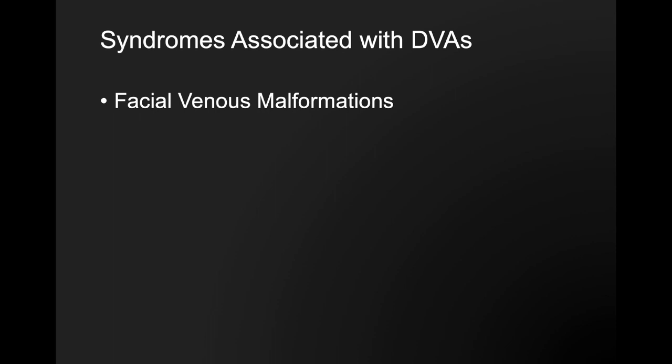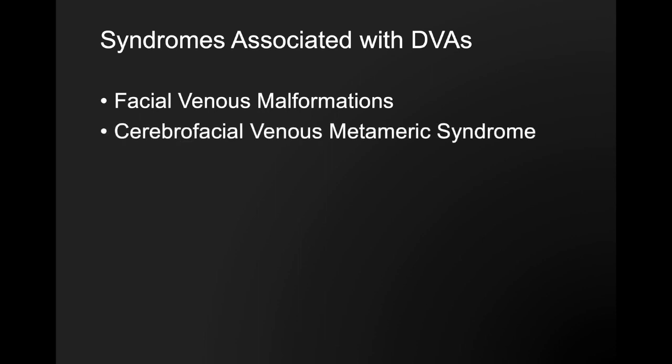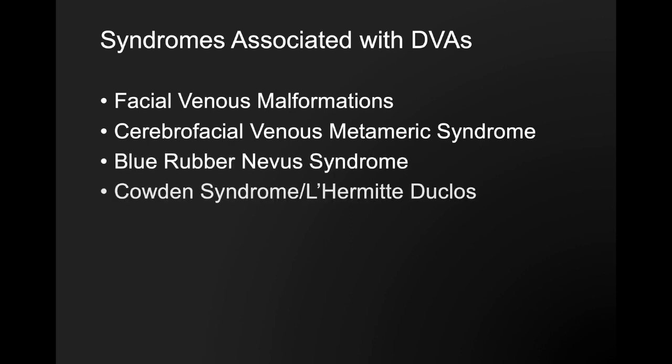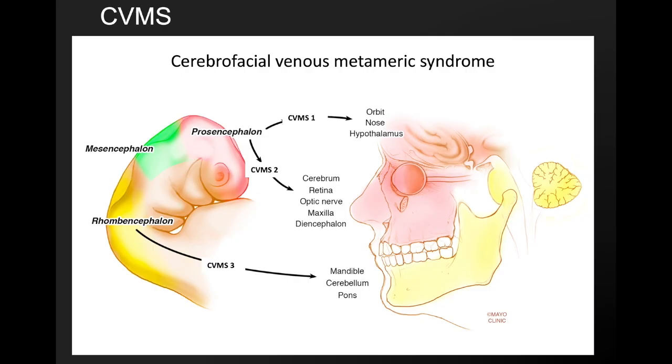Now, there are a number of syndromic associations with DVAs. So facial venous malformations are one of them, and something that I've been finding pretty interesting. There's cerebrofacial venous metameric syndrome, blue rubber bleb nevus syndrome, Cowden syndrome, or Lhermitte-Duclos. So first thing I'll talk about is the cerebrofacial venous metameric syndrome.